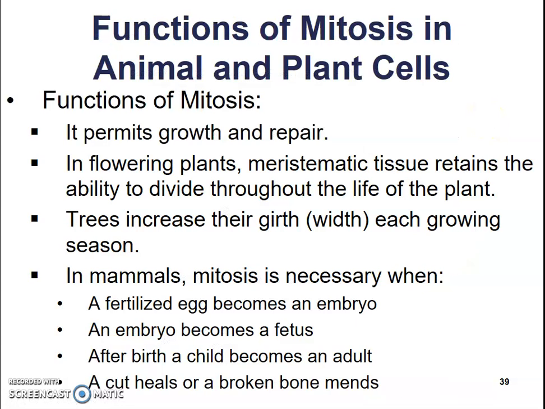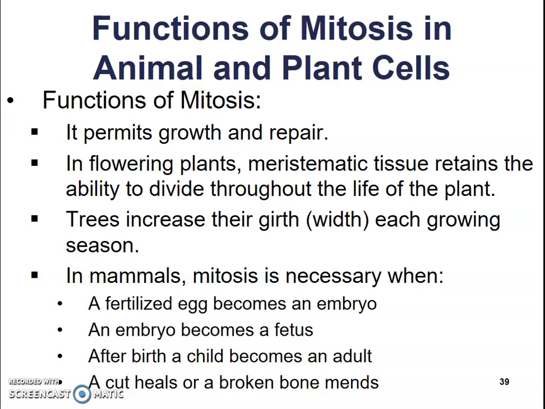Functions of mitosis in animal and plant cells. The functions of mitosis: it permits growth and repair of the organism. In flowering plants, meristematic tissue retains the ability to divide throughout the life of the plant. Meristematic tissue are like roots and shoots. They are parts of the plant that grow incredibly quickly. In trees, this increases their girth or width with each growing season.